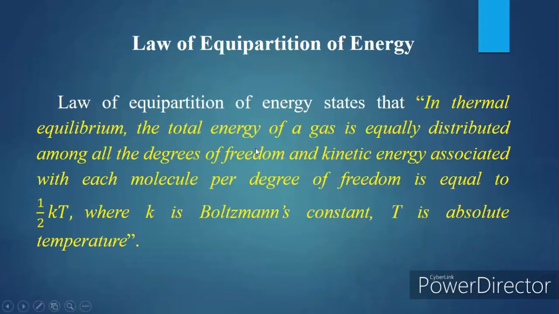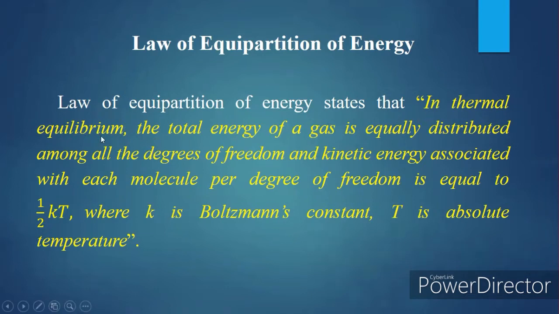So I will read the statement here. The law of equipartition of energy states that in thermal equilibrium, the total energy of a gas is equally distributed among all the degrees of freedom, and the kinetic energy associated with each molecule per degree of freedom is equal to 1 by 2 kT, where k is the Boltzmann constant and T is the absolute temperature. So this is the statement of the law of equipartition of energy. Okay, I will discuss in detail what it says.